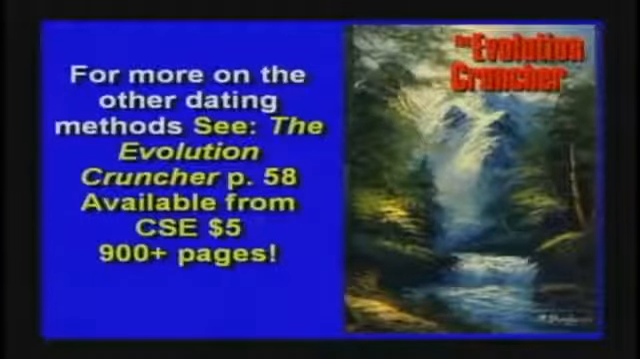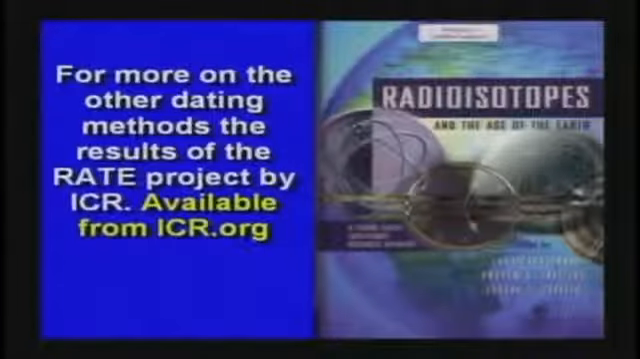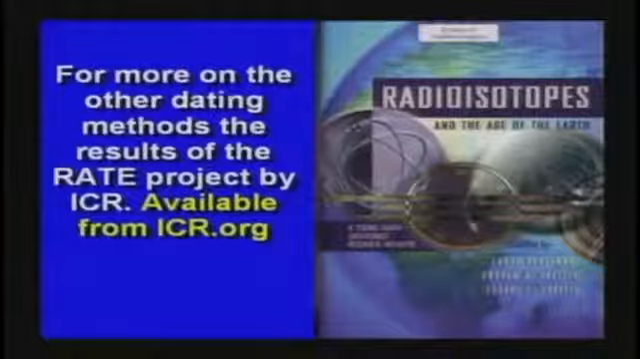There's a whole bunch more in the book, Evolution Cruncher, if you want more on that, or in the RATE project book, Radioactive Isotopes and the Age of the Earth, if you want more. Or there's a whole lot of good stuff in Walt Brown's book, In the Beginning. He's a PhD in physics, Air Force Academy professor for years in Colorado. Got great stuff in here.